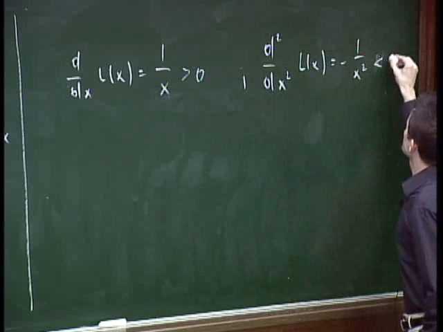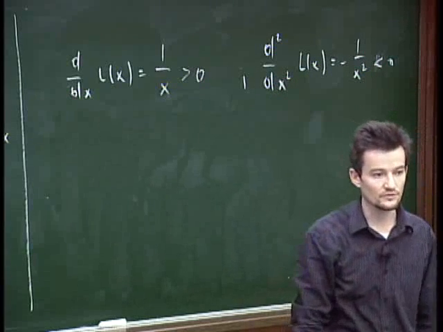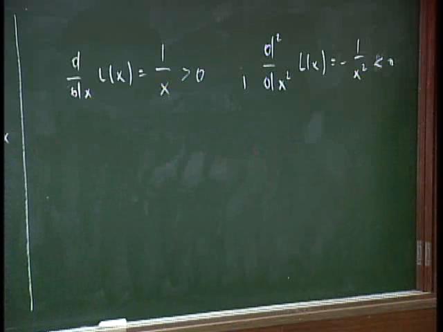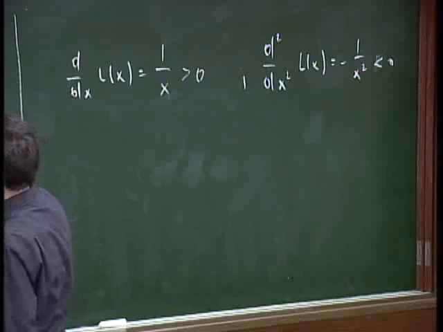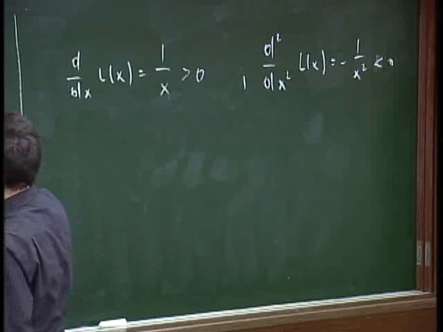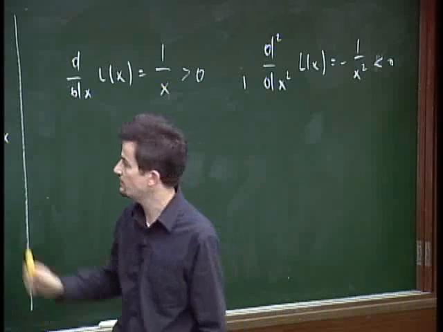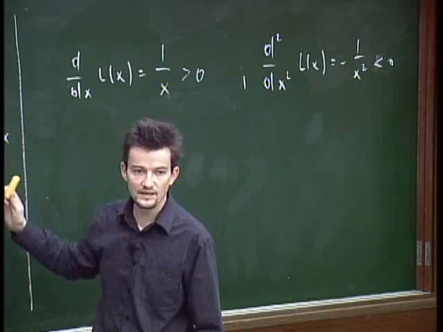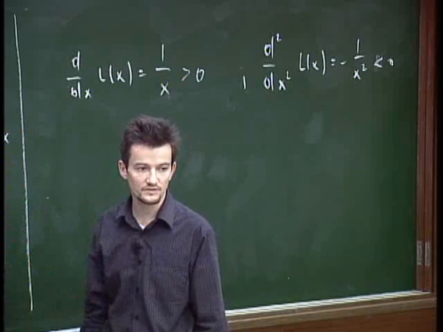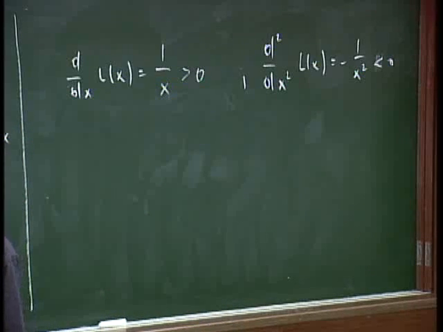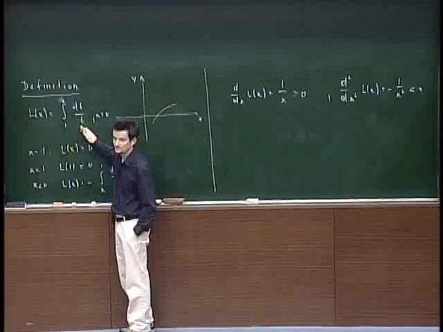Which is always smaller than 0, which means the function is concave downward. Okay, now we already know quite a lot. So we already know that from this, the function must look something like this here. But we still do not know what happens if x tends to infinity. What happens if x tends to 0? Okay, we do not know it because we cannot find the expression for this function here.